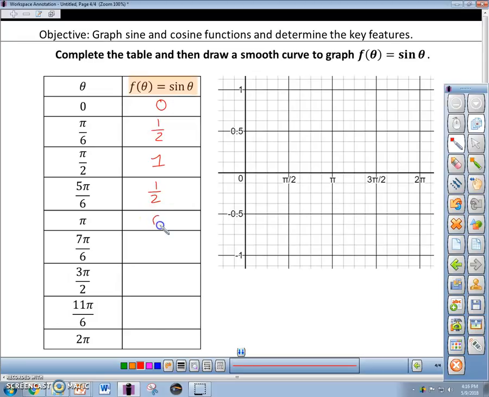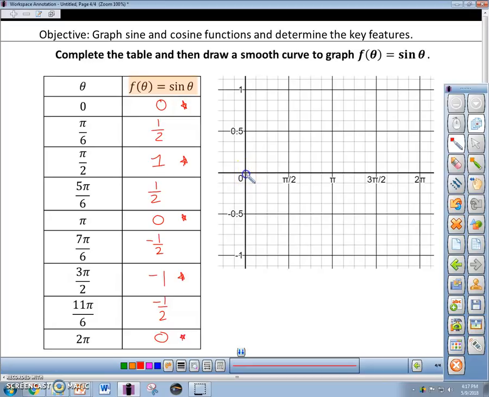At pi, our sine is 0. At 7 pi over 6, our sine is negative 1/2. At 3 pi halves, sine is negative 1. At 11 pi over 6, the sine is negative 1/2. And at 2 pi, we're back to having a sine of 0. So these are the primary ones that we tend to graph, but I want to throw in the 1/2 values so you can see the full shape of the curve.